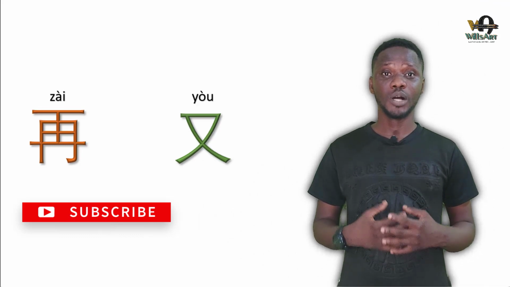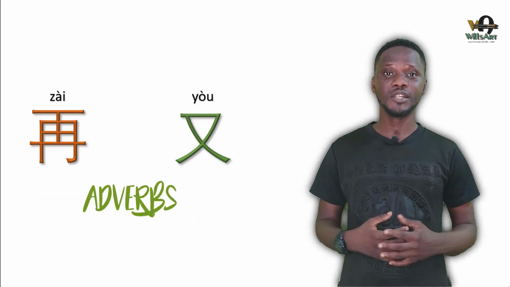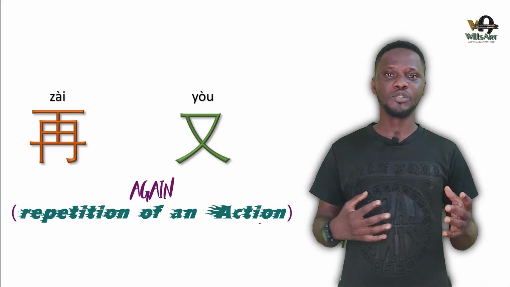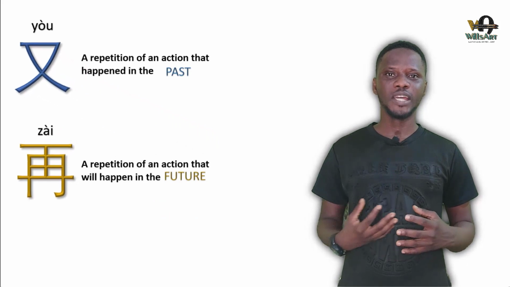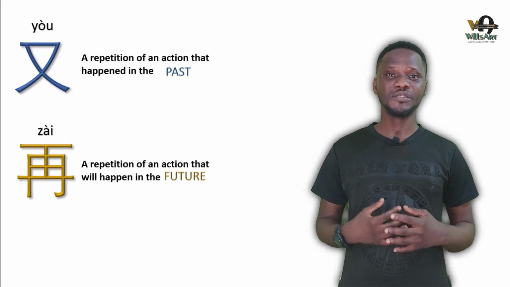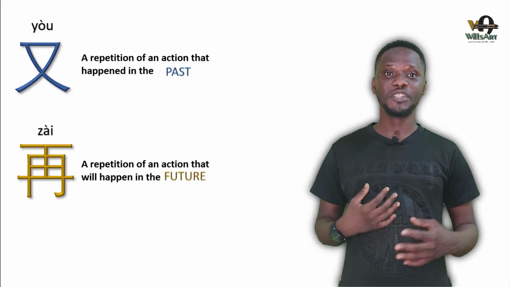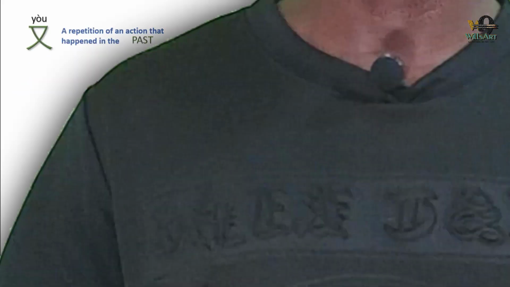在 and 又 are both adverbs and they can be translated to English as "again." So they show repetition of an action. But the difference between the two of them is that one indicates a repetition of an action in the past, while the other one indicates a repetition of an action in the future.